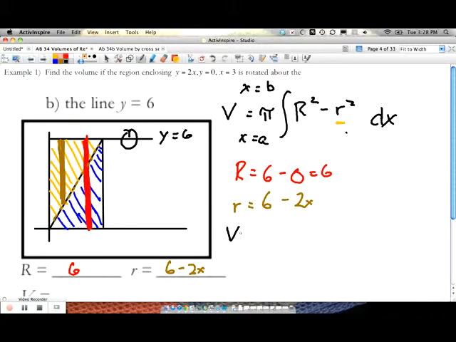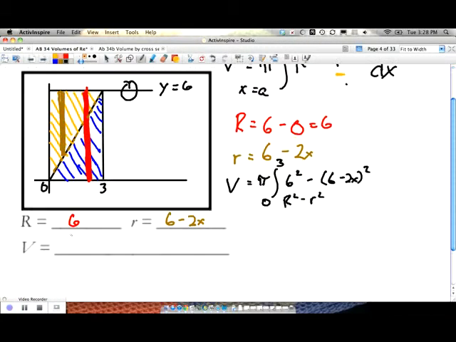So now when we set this up, we're going to have each of those squared. So volume equals the integral. Oh, and by the way, our boundaries are still the same, from 0 to 3. We have pi on the outside. We've got the big R squared minus the little r squared. So that's going to be 6 squared minus the quantity 6 minus 2x squared. I'm going to go ahead and leave it like that.